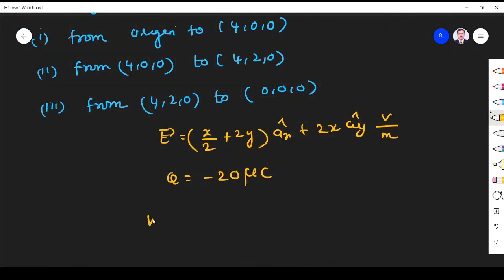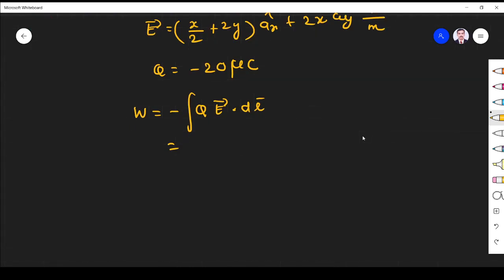Work done, we know, is related with E and Q by W = -Q ∫E · dl. That is, F = F · dl, and F = QE, with the minus sign for a negative charge. So okay, this is W = -Q ∫E · dl. Now we have to find E · dl. Q we know, E we know, but what we don't know is dl.